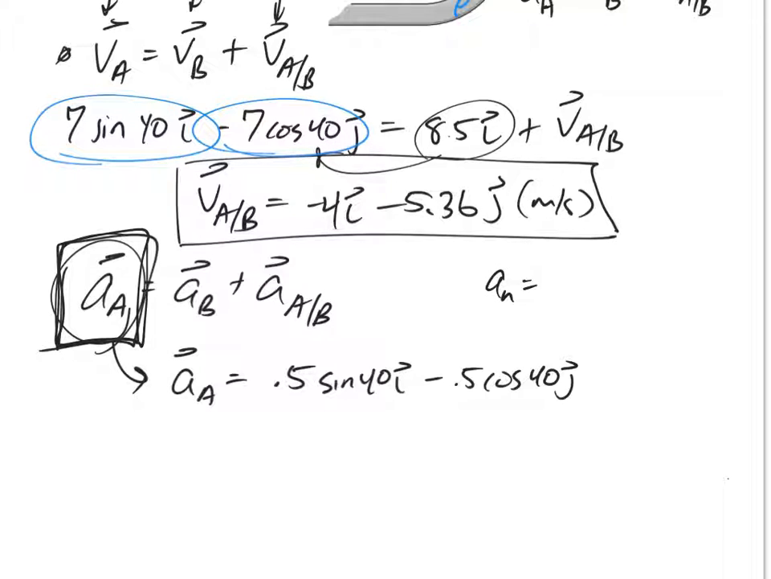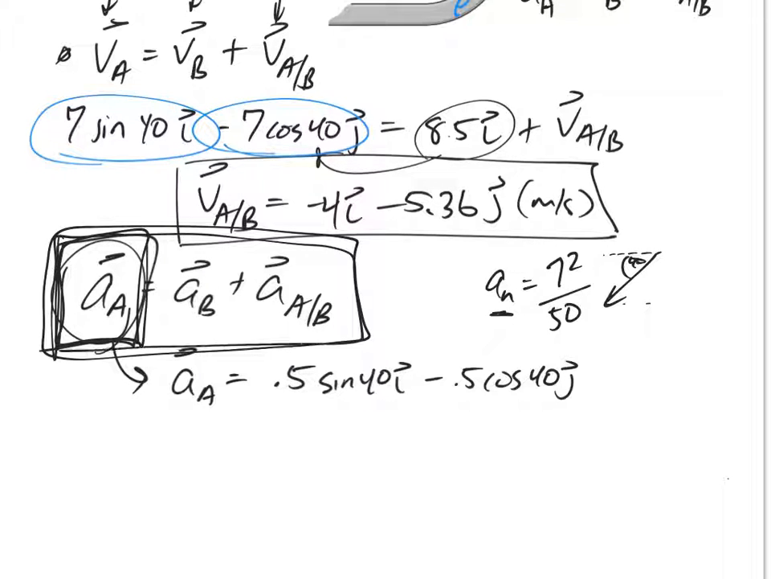AN is 7 squared over 50, and it is into the curve. It told me that was 40 degrees. I need to write this in I and J form, right? In order to use this relative acceleration equation, I need everything in I's and J's. So even this 7 squared over 50, I need that in I's and J's.